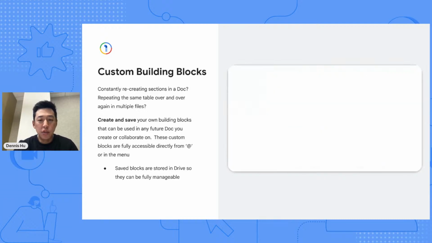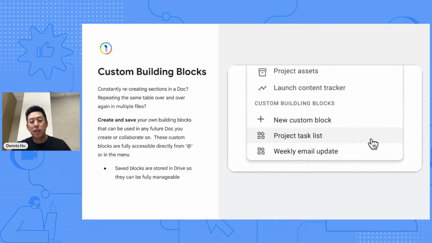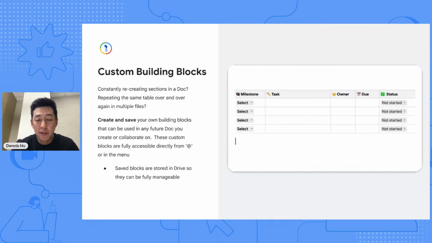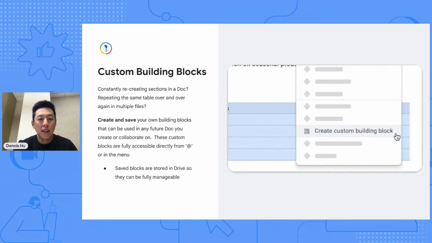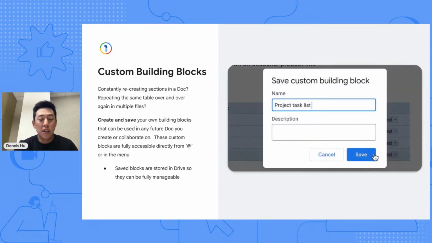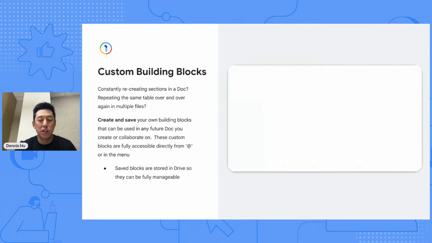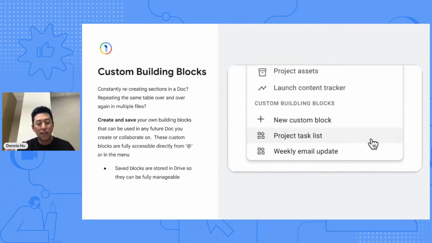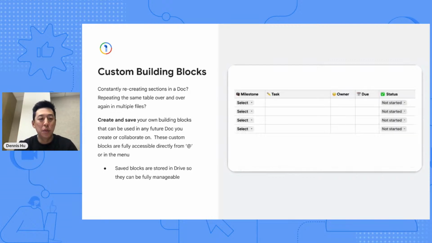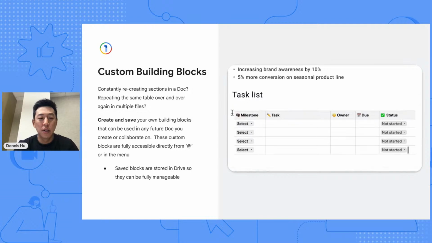What I've seen a lot of users do is often simple tables as well. Maybe it's that project tracker table that I showed earlier, but instead of having those 4 columns, you have 5 or 6 columns, and you have different ways that you want to format it. And so what you can do is say, hey, I want to create my own project tracker task list, create it yourself, highlight it, save it as a custom building block, and then have the ability to just use that building block going forward.